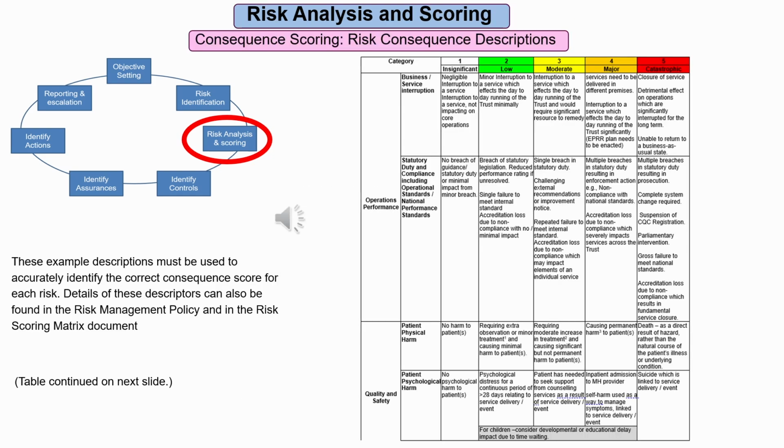Here and on the next 2 slides are the detailed consequence descriptors which you will need to use when deciding on a consequence score. These descriptors can be found in the risk management policy and in the risk scoring matrix document, both available on Trust Docs and accessible via the risk management page of the BEAT.